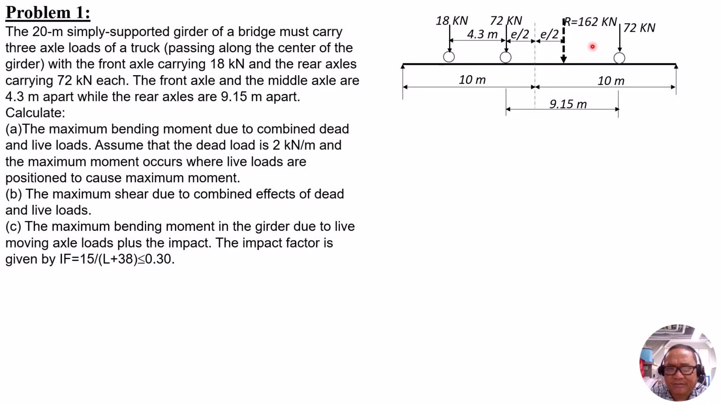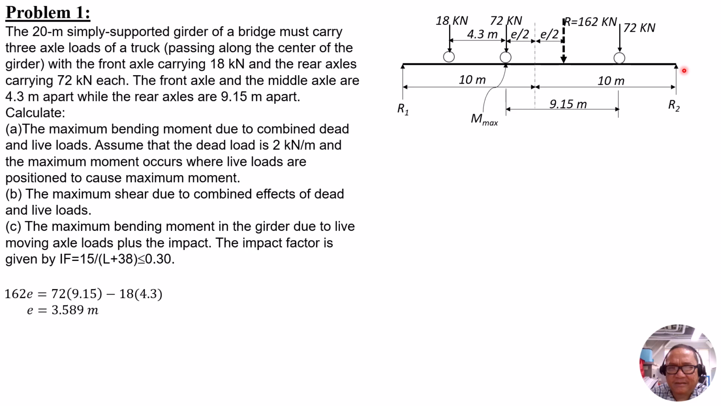So 162, which is R, 72 plus 72 plus 18, times E equals 72 times 9.15 minus 18 times 4.3. So 162 times E equals 72 times 9.15 minus 18 times 4.3. Take note that the uniform weight of the beam is 2 kilonewtons per meter. So E is 3.589 meters. Then let's call this R1 and this one R2. The maximum moment is expected to occur there.